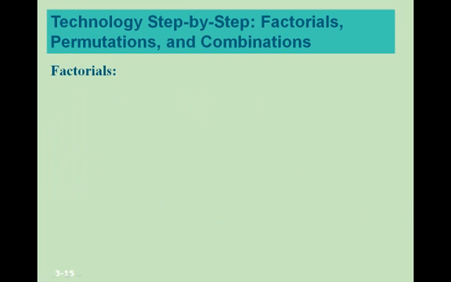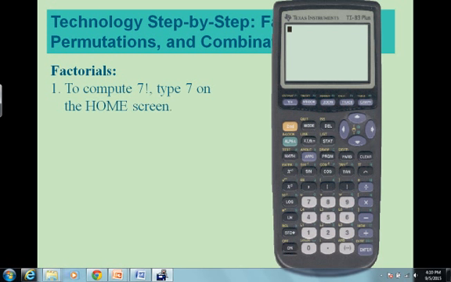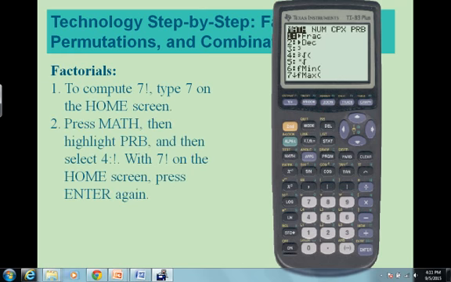So let's look at our technology step-by-step for factorials, permutations, and combinations. First, we'll look at factorials. So to compute 7 factorial, we type 7 first on the home screen. Then we press the math button and arrow over until PRB is highlighted. Then we will select number 4, which has our factorial symbol. Now with 7 factorial on the home screen, we press enter again and see that we get a value of 5,040.